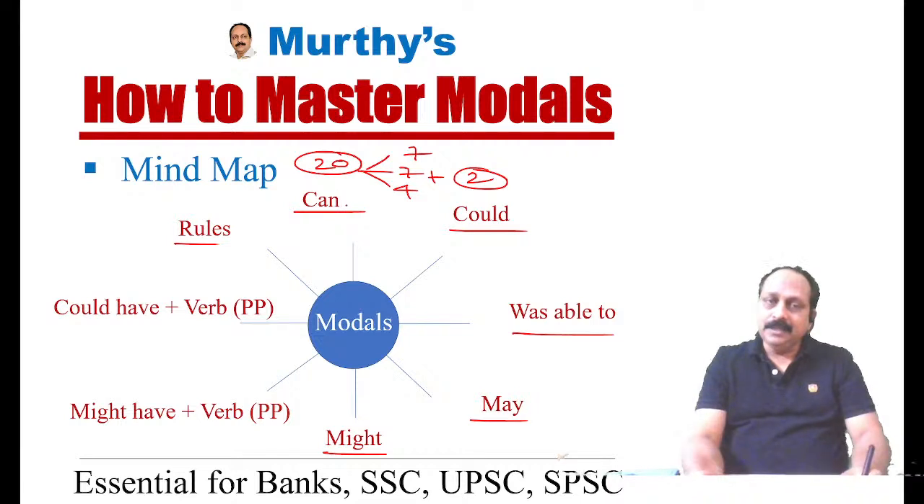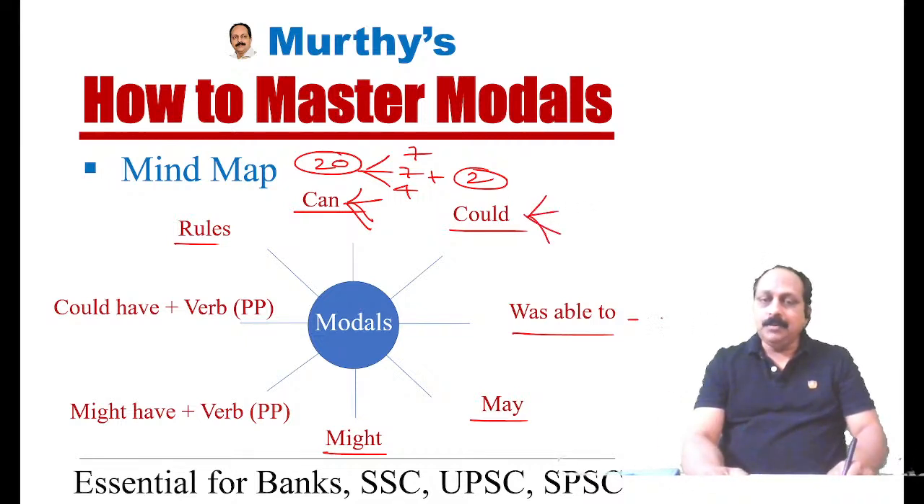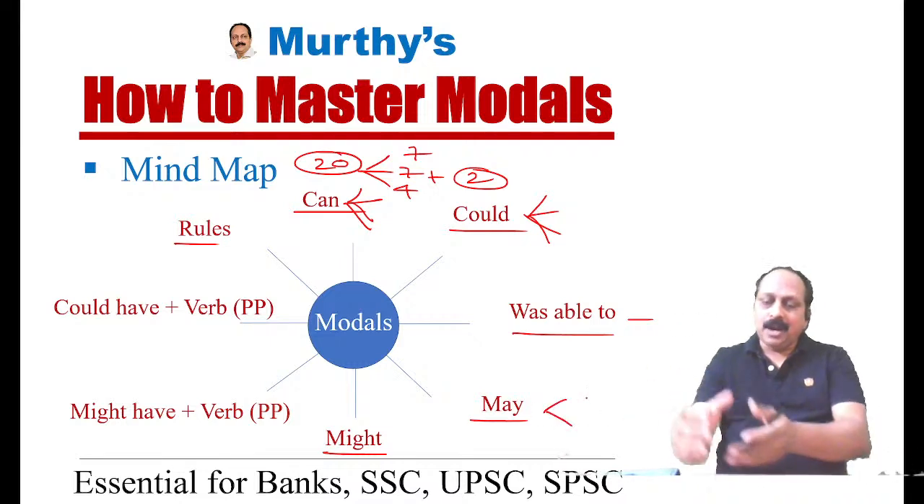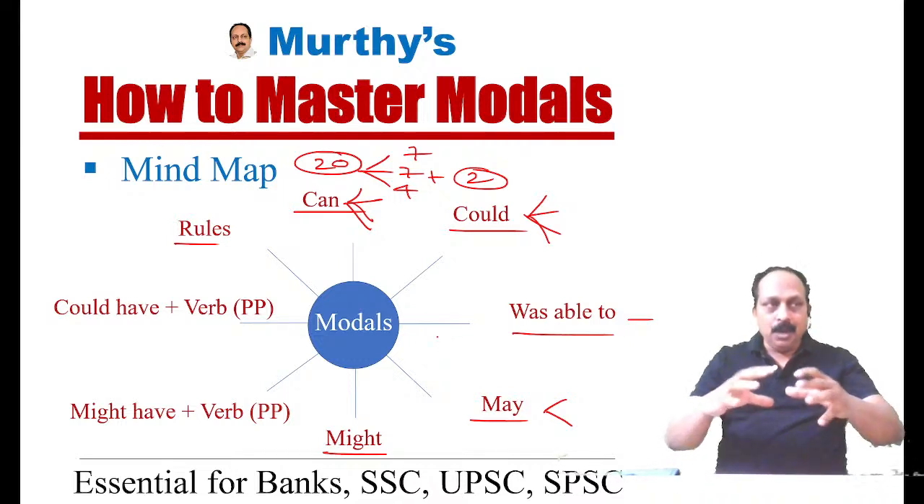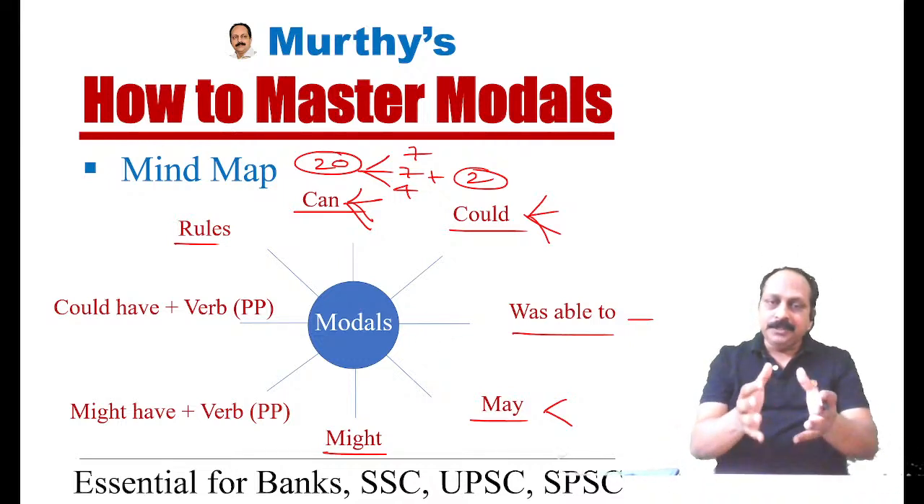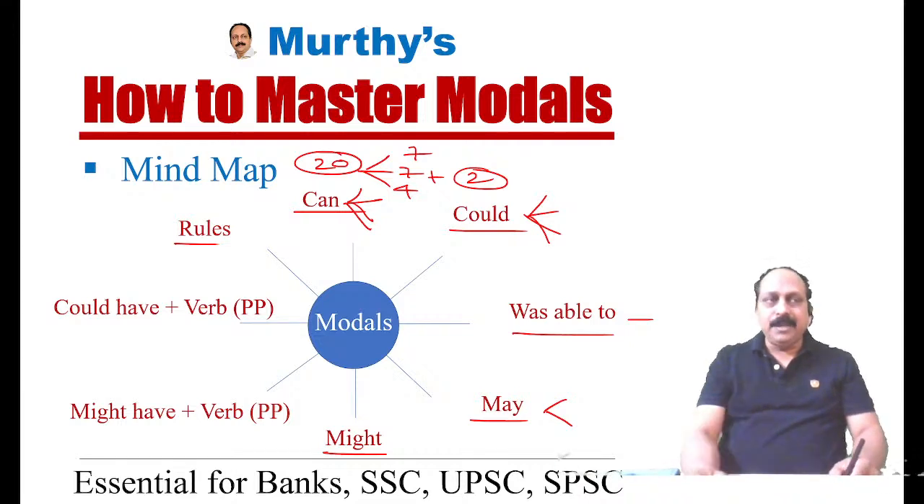If you want to elaborate, then here can has 4 functions. You have to make a note. What are the 4 functions of can? Could also has 4 functions. You should make a note. Was able to, only 1 function. May has 2 functions. Like this, you should write the keywords and you should elaborate the mind map. And you have all the information at one place, and that is the best part.